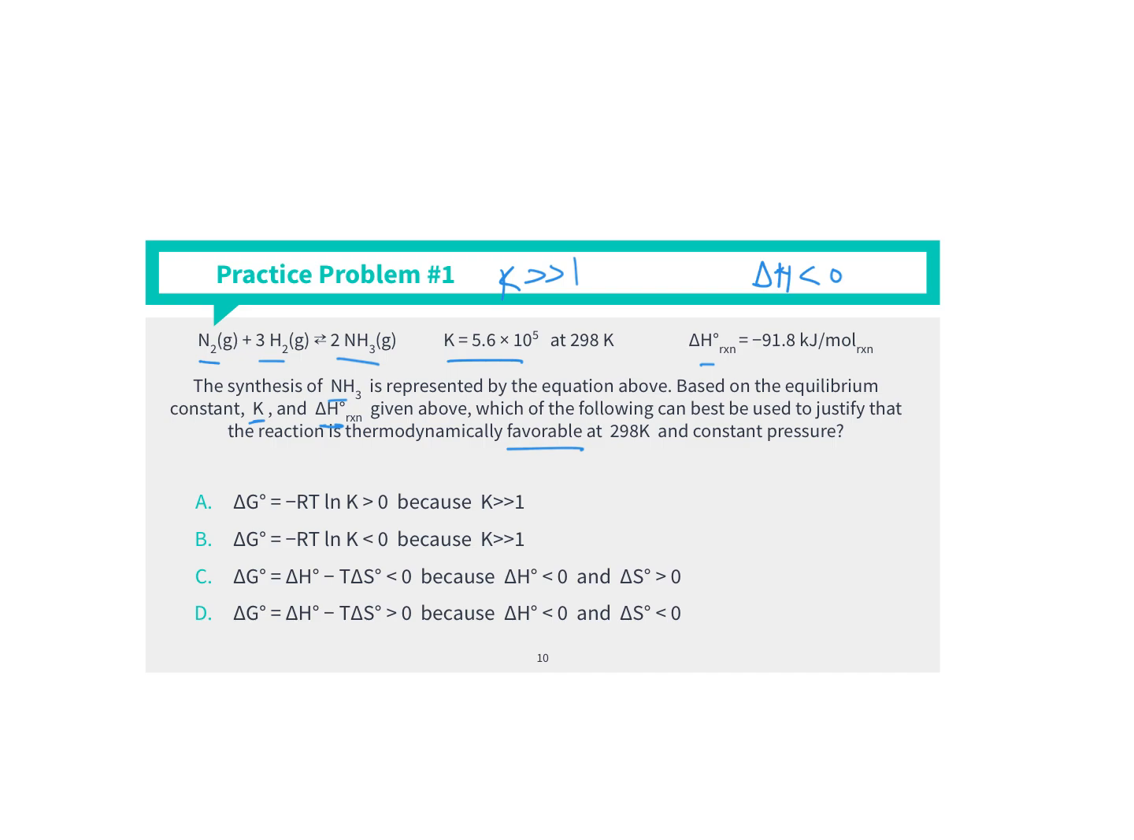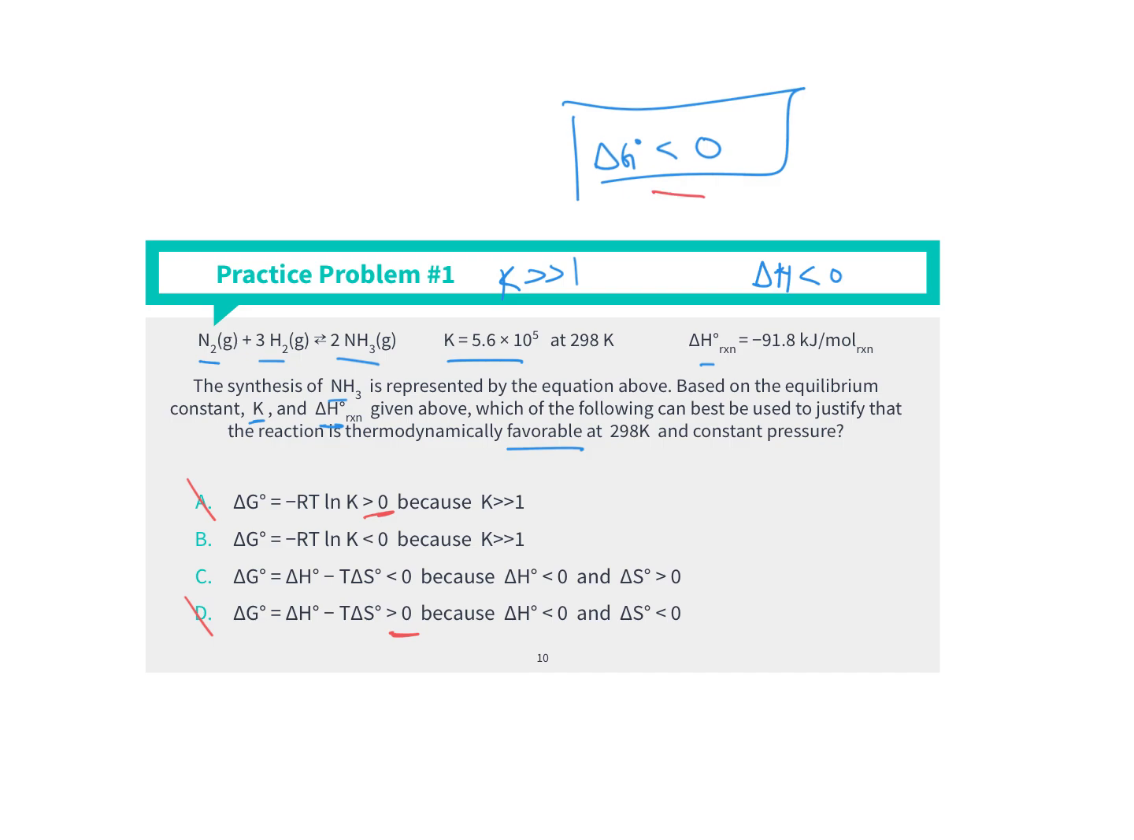Now, if it's thermodynamically favorable, that means that delta G naught must be less than 0. This has to be true because we're told it's thermodynamically favorable. And so we can look at these here and we can immediately eliminate two answer choices. It cannot be A and it cannot be D because both of these say that delta G is greater than 0. Right? This one says delta G equals minus RT natural log of K is greater than 0. That can't be true because it's thermodynamically favored. Delta G must be less than 0.